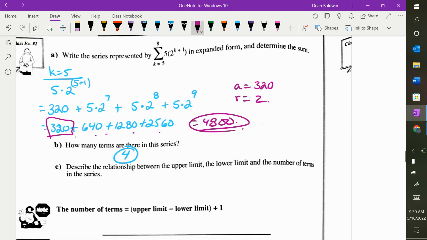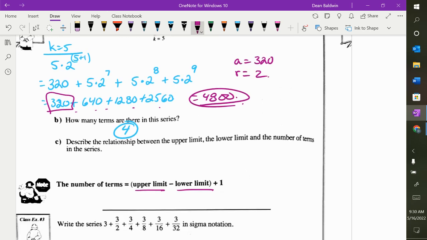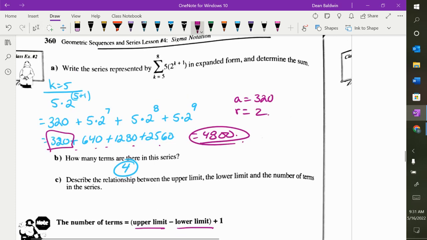Now, if I ask for the number of terms in a series, obviously if it's between 5 and 8, you could literally just write them out and count them. But if I give you a bigger range, the way you find it is the upper limit minus the lower limit. So in this case, it would be 8 minus 5, and then add 1 to that. Okay, 8 minus 5 is 3. 3 plus 1 is 4.